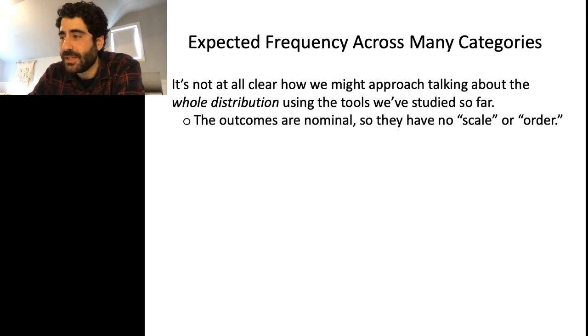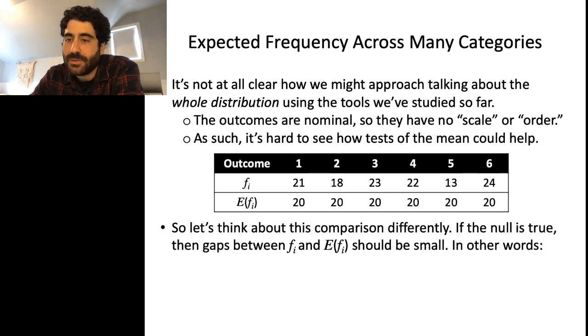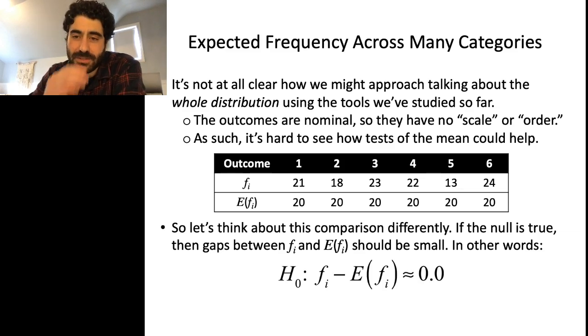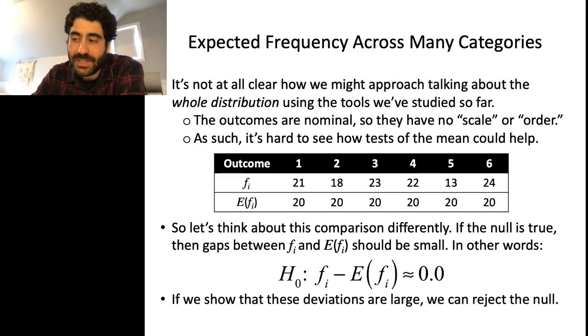We haven't really talked about a good statistic yet for doing this. We can't really compare a median or a mean here. In the binomial distribution, we said there were successes and failures, but that doesn't really work here because there are 6 outcomes. So one way to think about this null hypothesis is that the difference between our counts in our data and these expectations should be 0, right?